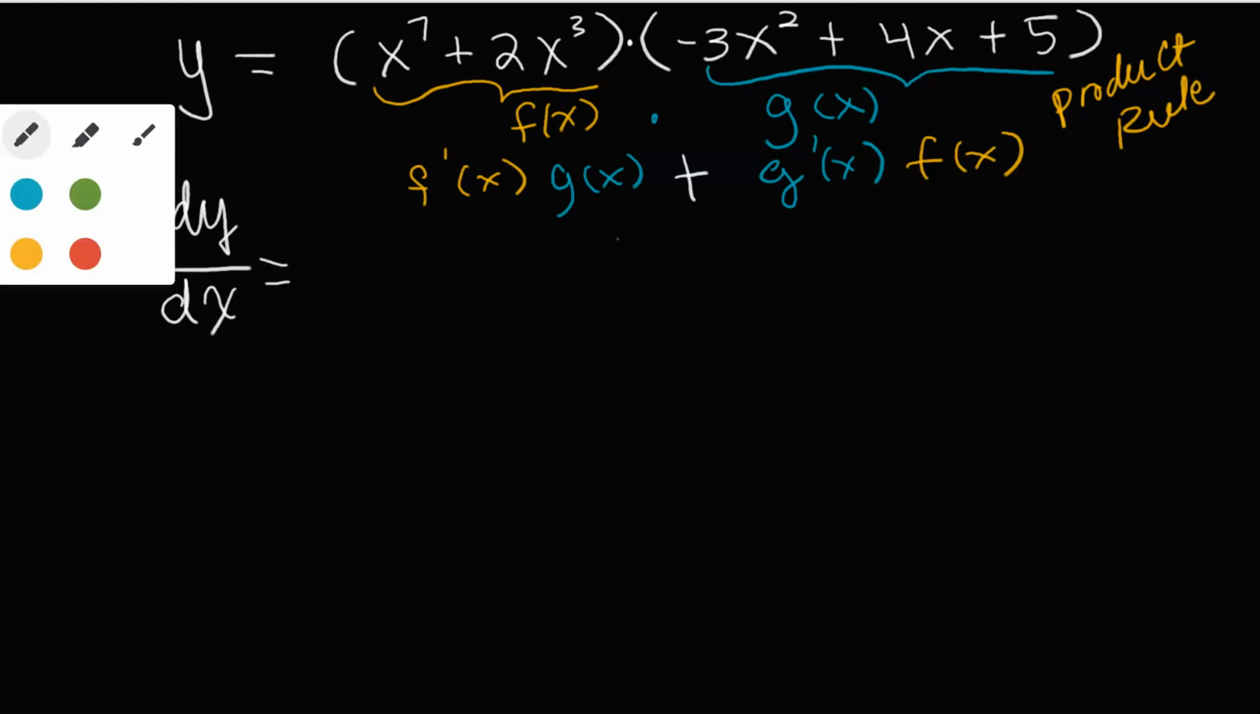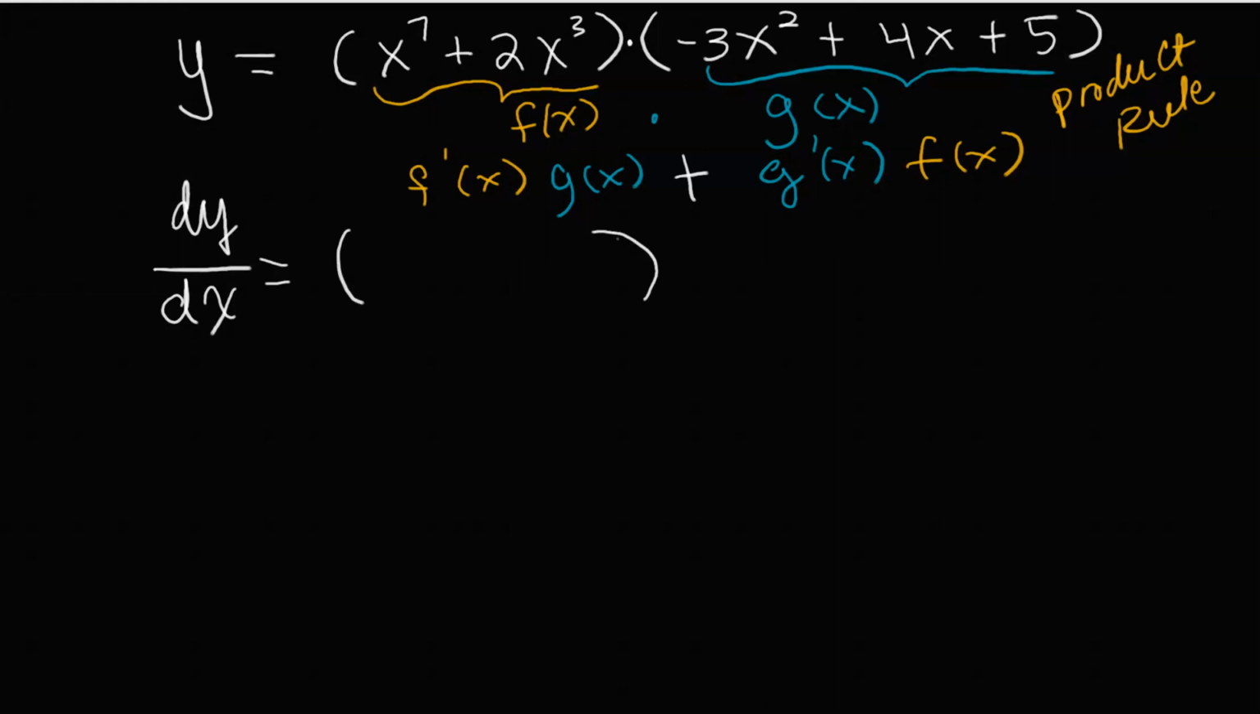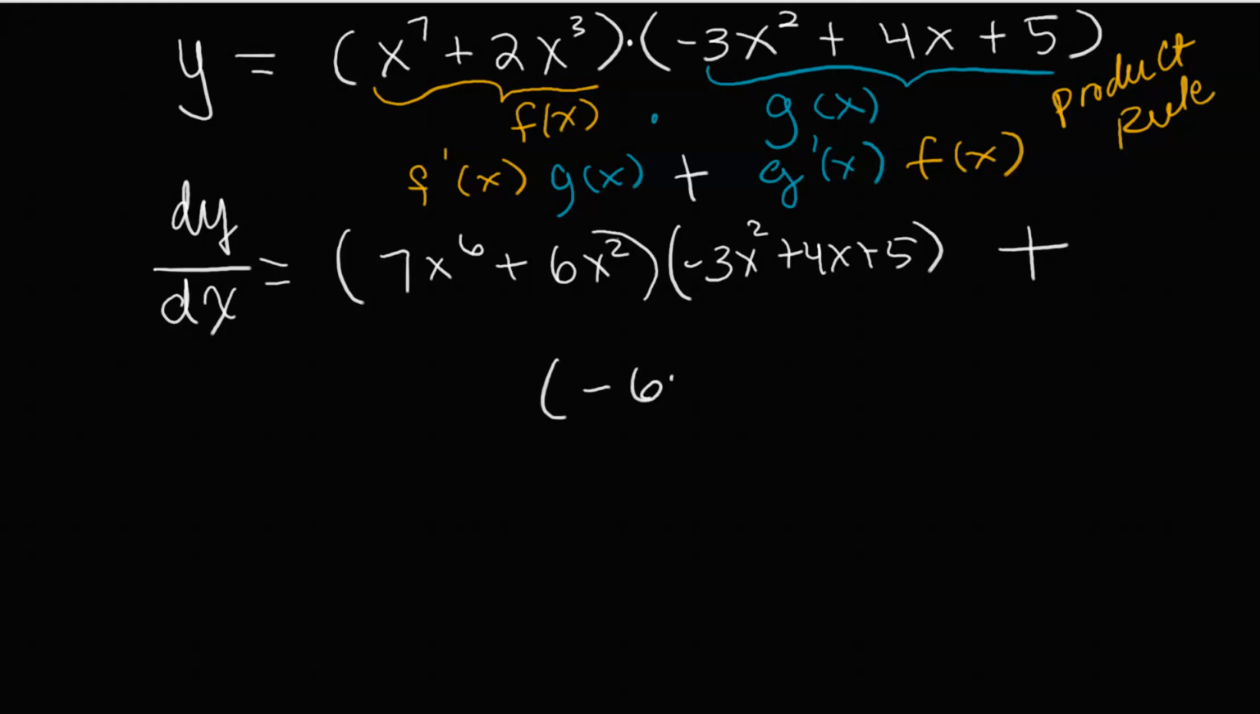So the derivative here is going to equal the derivative of f of x, which would be 7x to the 6 plus, bring the 3 down, you would have 6x squared, multiplied by the second function, as is, negative 3x squared plus 4x plus 5, plus the derivative of the second, which would be negative 6x plus 4, multiplied by the first, which is x to the 7th plus 2x to the 3rd.